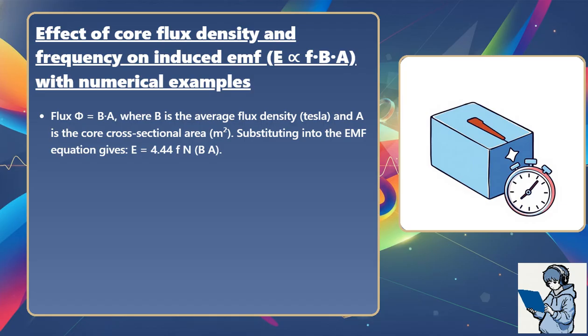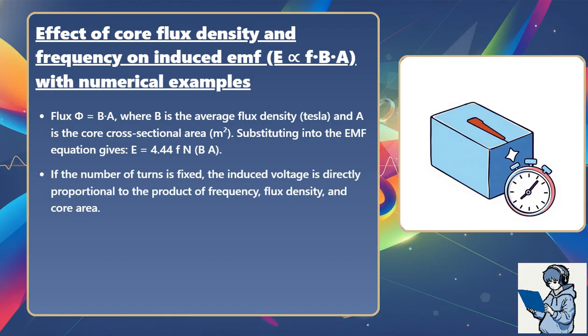Flux phi equals B times A, where B is the average flux density in Tesla and A is the core cross-sectional area in square meters. Substituting into the EMF equation gives E equals 4.44 F N B A. If the number of turns is fixed, the induced voltage is directly proportional to the product of frequency, flux density, and core area.